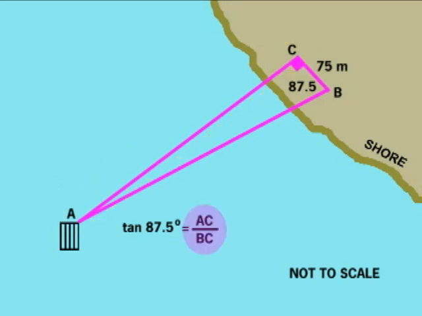Setting up the tangent ratio of opposite over adjacent, the tangent of 87.5 degrees is 22.9038. So 22.9038 equals AC, the opposite side, over 75, the known side. Multiplying across, AC equals 75 times 22.9038, or 1,718 meters. The distance from shore to the house is 1,718 meters, or a little more than a mile.